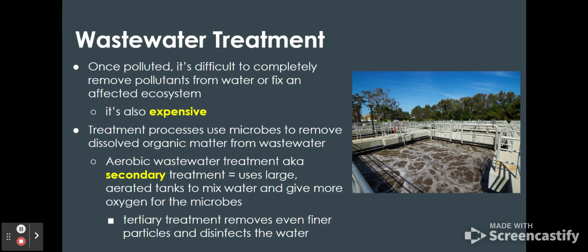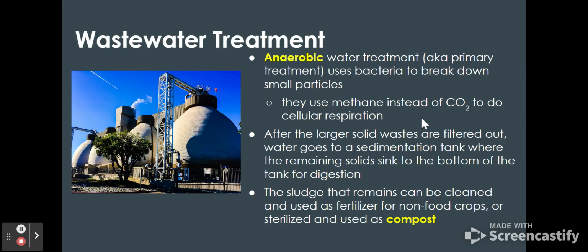So the treatment process uses microbes to remove dissolved organic matter, things like waste and all kinds of stuff, from wastewater. Aerobic wastewater treatment uses oxygen. It's called secondary treatment. It uses large aerated tanks to mix the water. It gives more oxygen for the microbes inside the water to dissolve all those things. Tertiary treatment is the next stage of that. It removes even finer particles and really disinfects the water, so it's super clean.